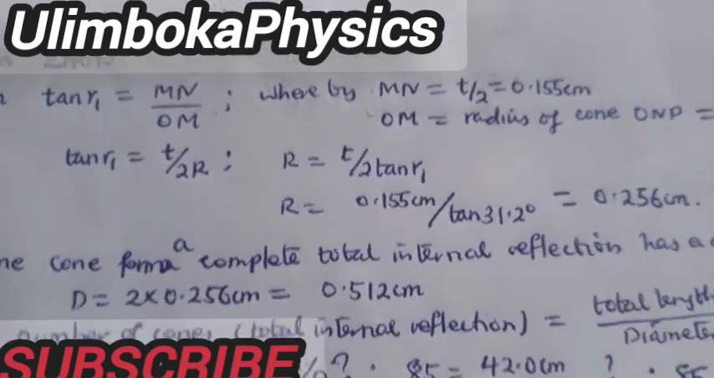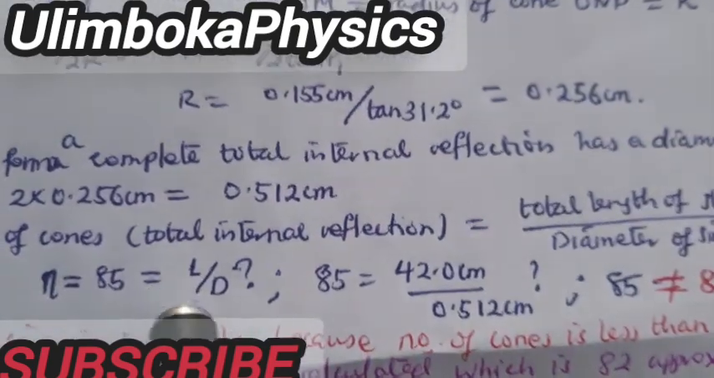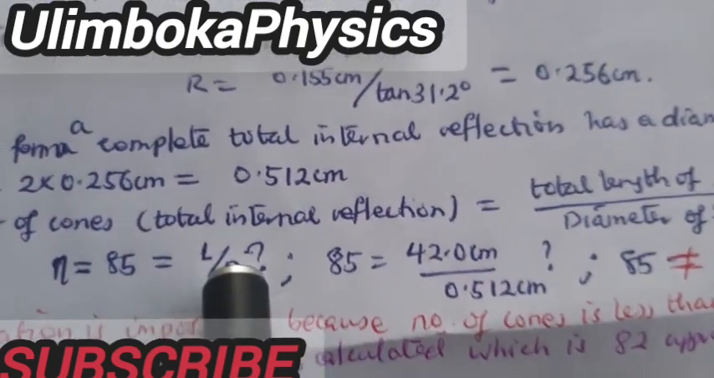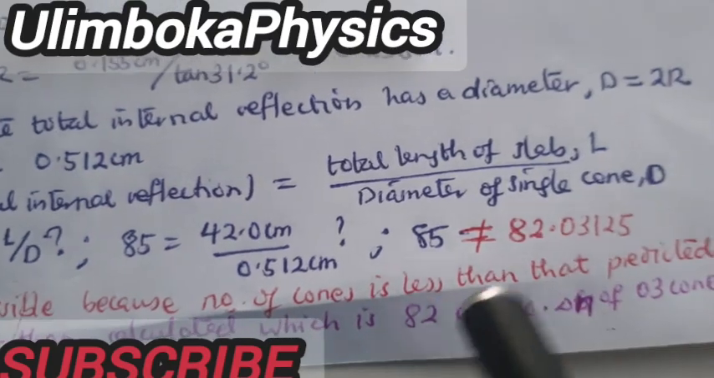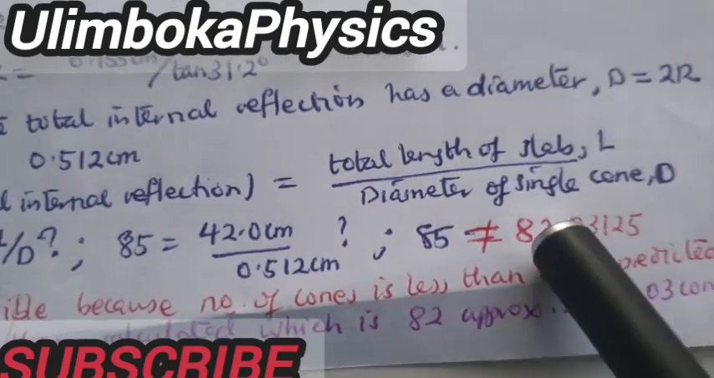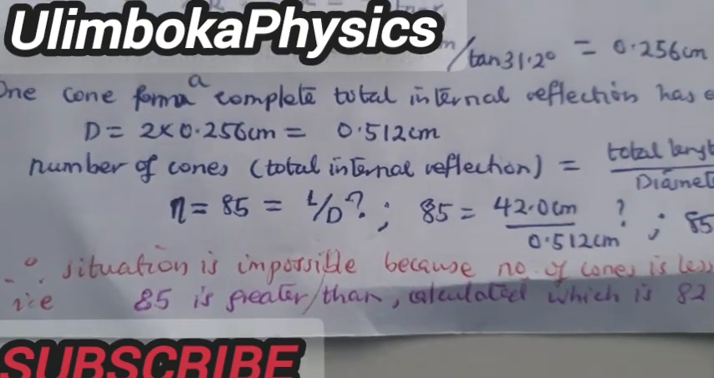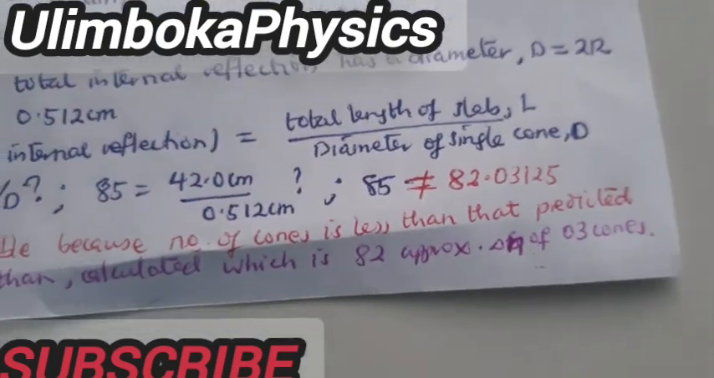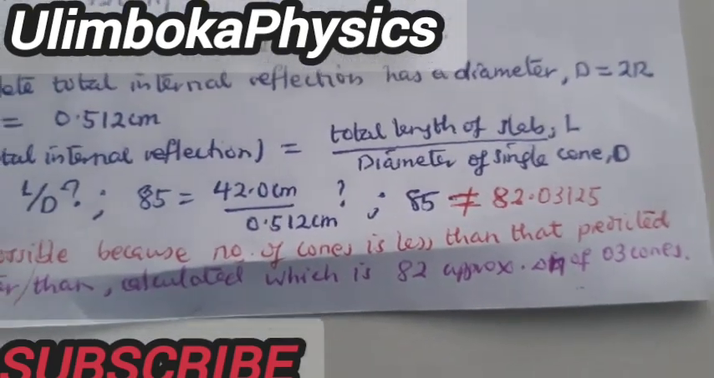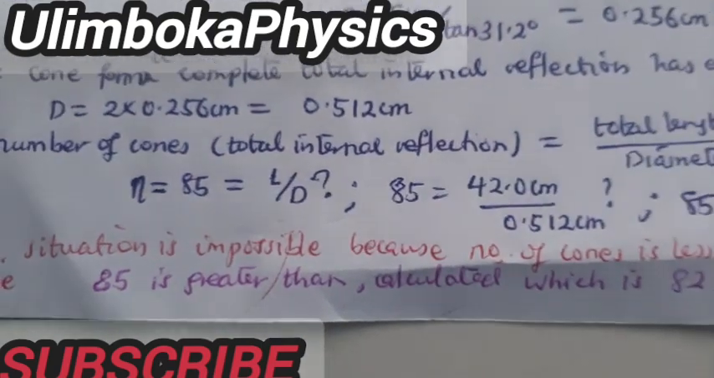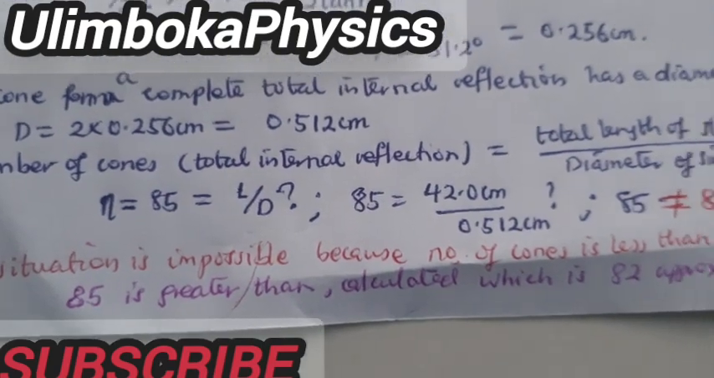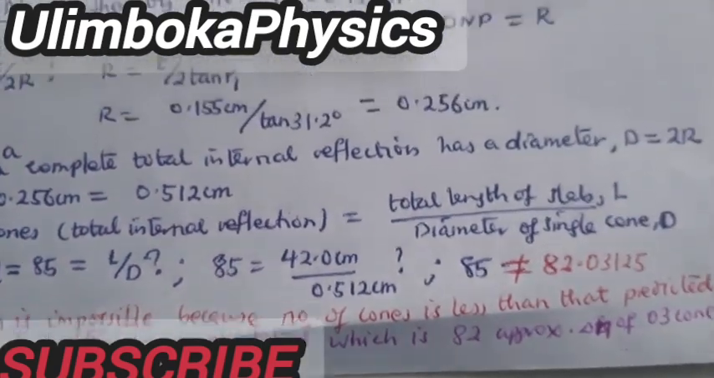And this is the main point of our question. That's why I put the question mark. L divided by D is not equal to 85, because L divided by D is approximately equal to 82, and therefore this situation is impossible, because the number of cones is less than that predicted, which is 85, greater than the calculated, which is approximately 82.